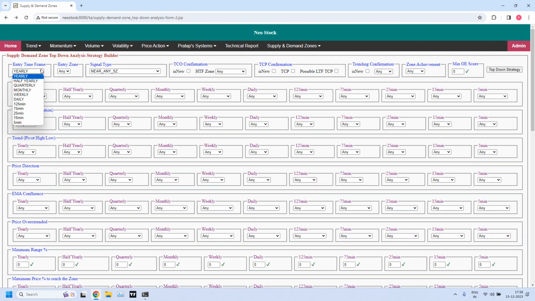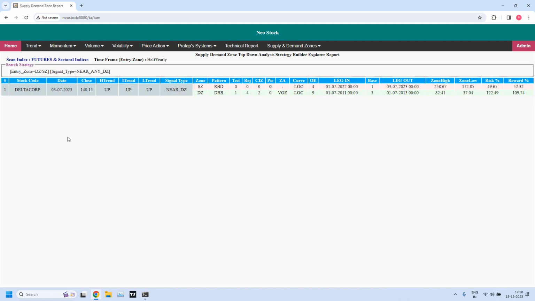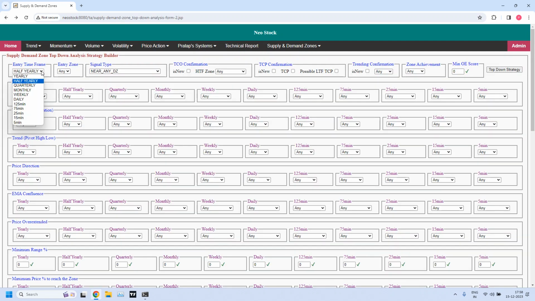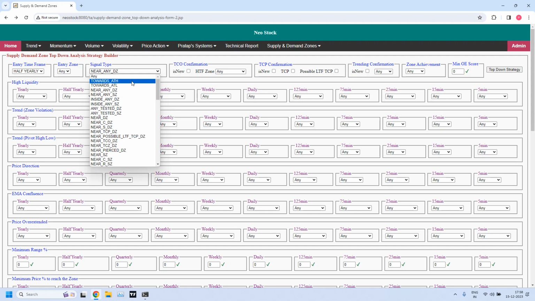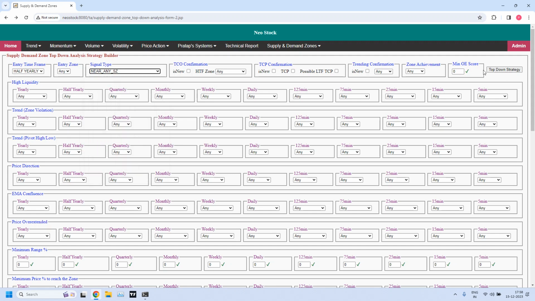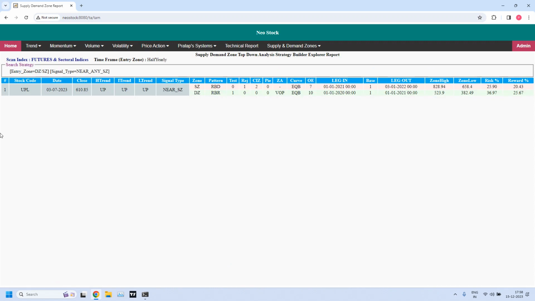Now let's generate for half yearly time frame. Entry time frame is half yearly. Let us find the stocks near half yearly demand zone. So one stock is near half yearly demand zone. Let's go back. For half yearly time frame, let us find the stock having half yearly supply zone. So one stock is near half yearly supply zone.